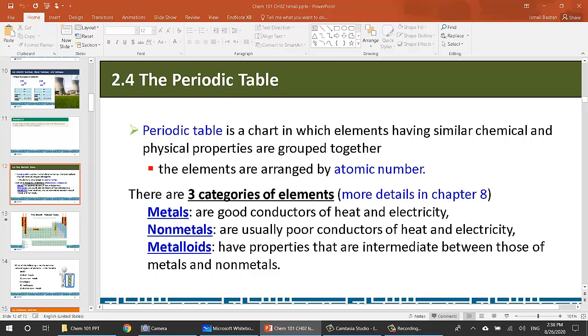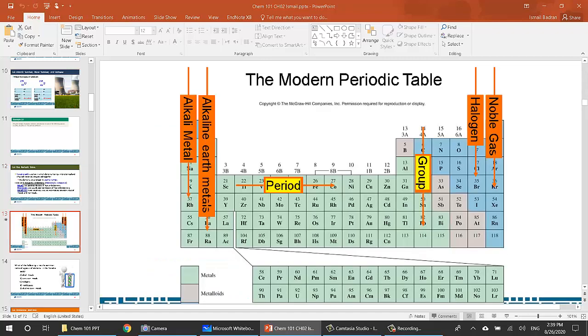There are three main categories of elements in the periodic table: metals, nonmetals, and metalloids. The metals are those elements to the left side of the periodic table. Usually they are good conductors of heat and electricity. Examples are iron, copper, magnesium, sodium, all of that. Nonmetals are those to the right side of the periodic table, and they are usually poor conductors of heat and electricity. We also have some metalloids in the middle, that have shared properties between the two.